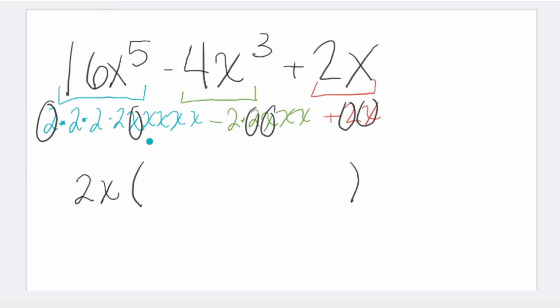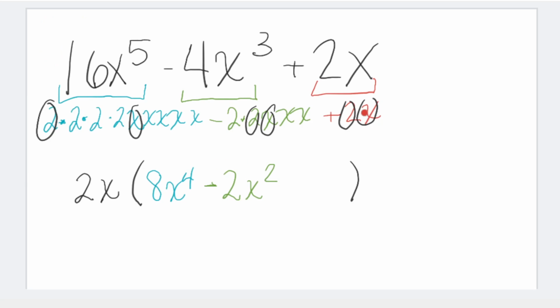And then I'm going to gather the rest of my leftovers and multiply them together. So in the blue, I'm left over with 3 2's. So 2 times 2 is 4, times 2 is 8. And then there's 4 x's, so I call that x to the 4th. In my green here, I have a negative, and then 2, and then x times x is x squared. And again, I used up all my stuff here in the red, so I need to put a placeholder of +1.